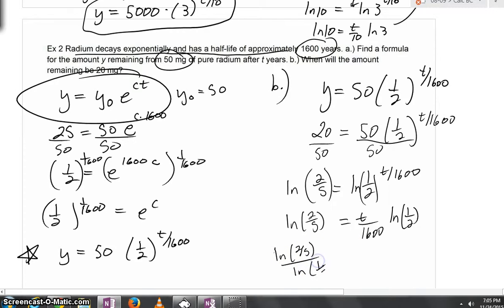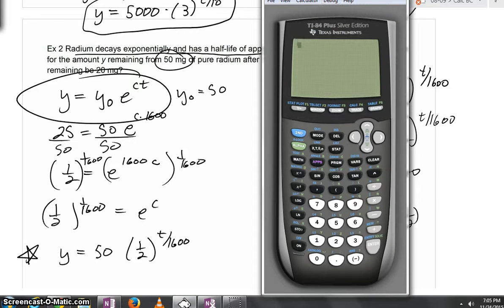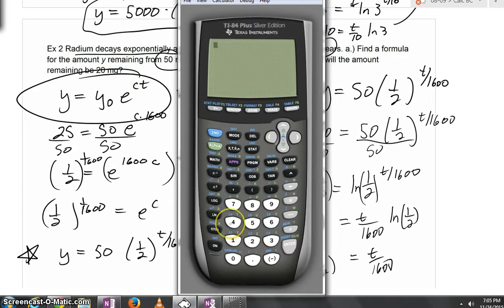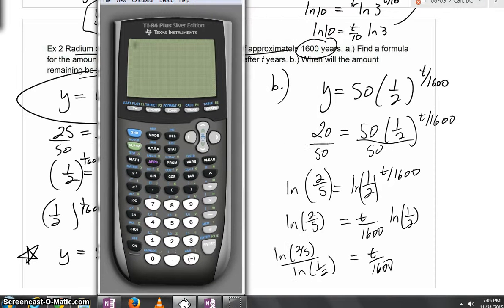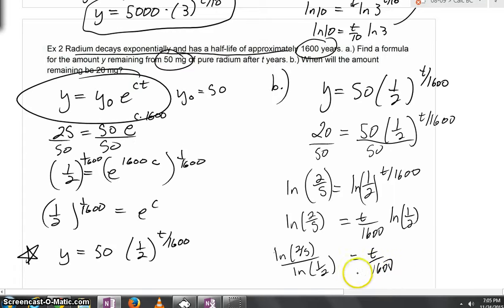to divide both sides by the natural log of 1/2 here and get the calculator out real quickly, and we can type in the natural log of 2/5, divide by the natural log of 1/2, and you can see that that left hand side's about 1.321, something like that. And let's just continue up here.